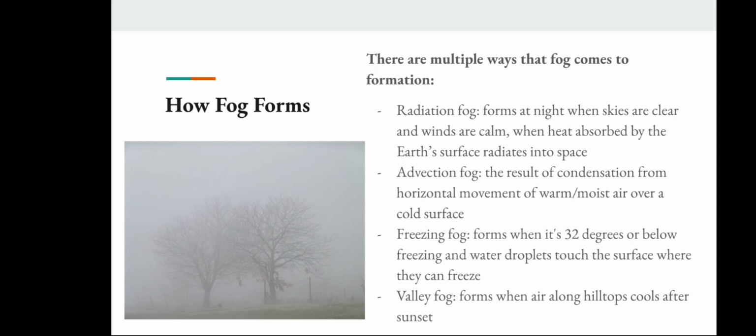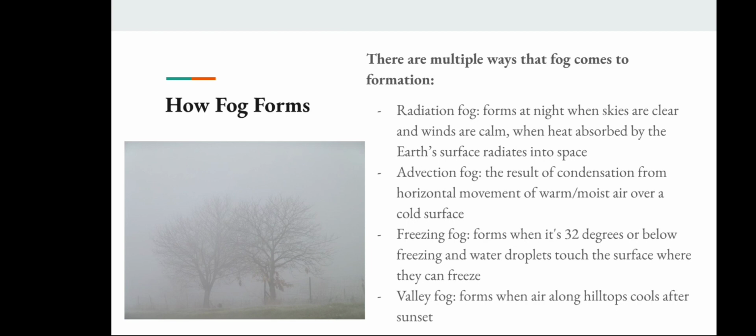The next one is called advection fog. This is the result of condensation from the horizontal movement of warm, moist air over a cold surface. A good example that I could give for advection fog would be the San Francisco Bay marine layer fog. This forms mostly every day during the summertime due to that warm air moving over the colder ocean waters.